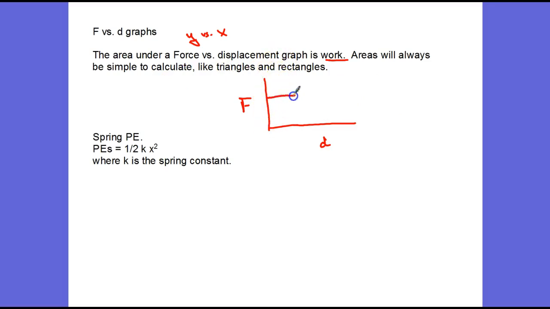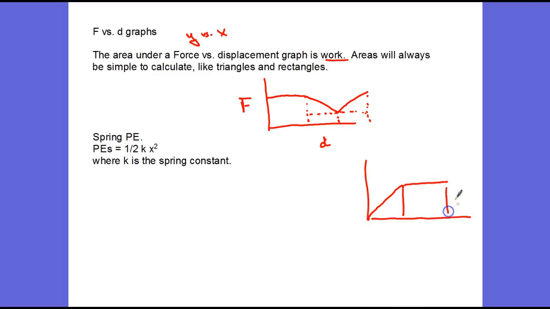It will be like a constant force or a constantly decreasing or increasing force, so that you'll be able to find areas of a rectangle, which is base times height, or of a triangle, which is 1/2 base times height. It'll be simpler than that. Your graphs will look more like a triangle and a rectangle, regular, simple areas that you can find easily. But the area under a force versus displacement graph is equal to the work done.